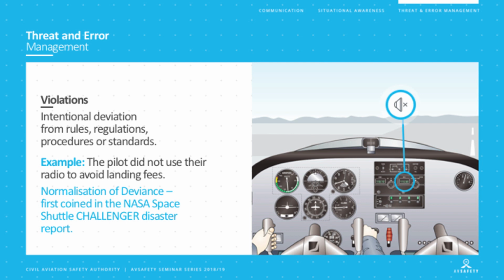Classic example, a pilot decided not to make a radio call to avoid paying landing fees. Classic case of a violation. The real danger with violation is when we are actually successful at it. Because when we are successful at violating, what that does is that it encourages us to do it again, and do it again, and do it again. And we continue being successful at it until one day circumstances might be slightly different and we end up with a major event.